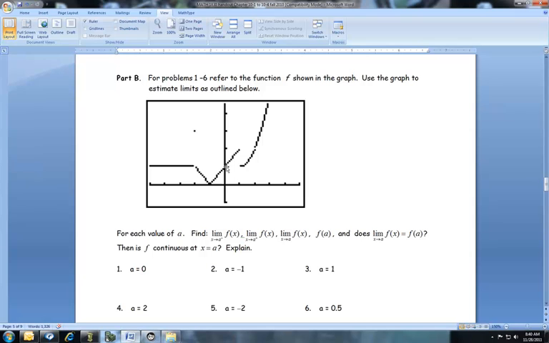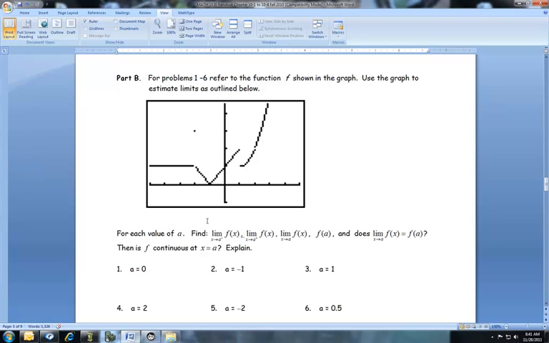So my curve is continuous. It's because it's solid at that particular x value. Let's see, at a equals -1. Well, if we look at an x value of -1, notice it is also solid. But let's go ahead and find out these answers.